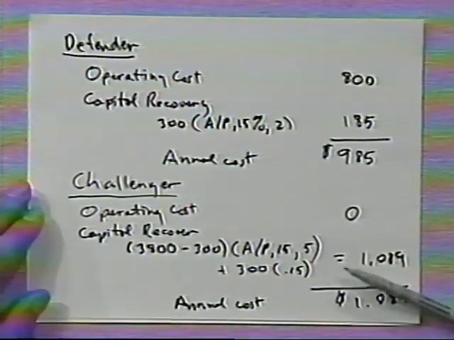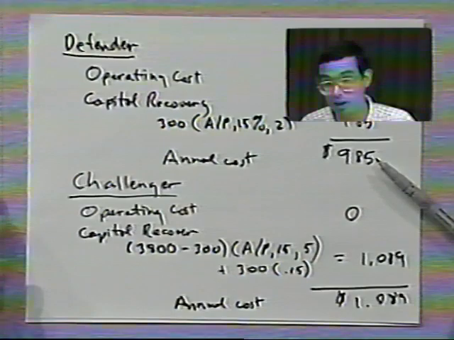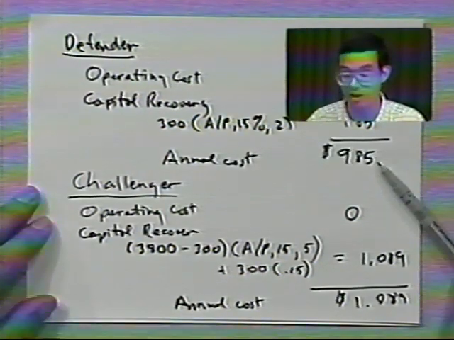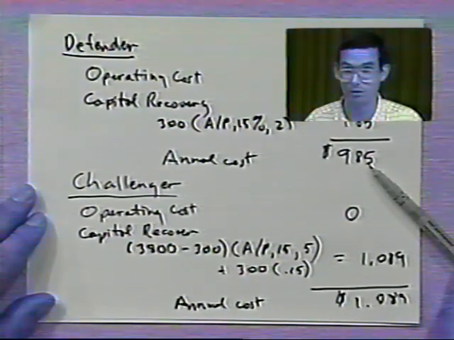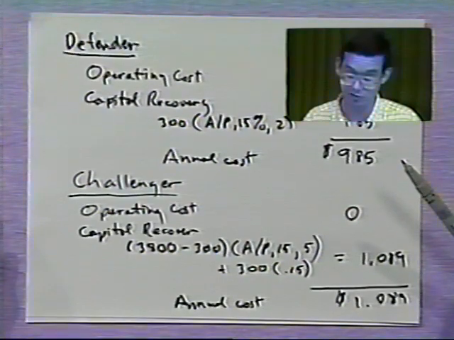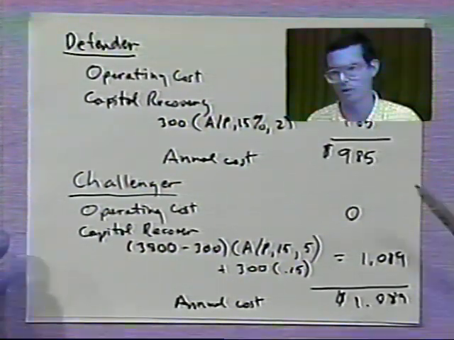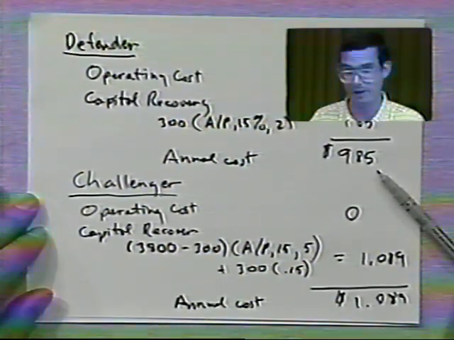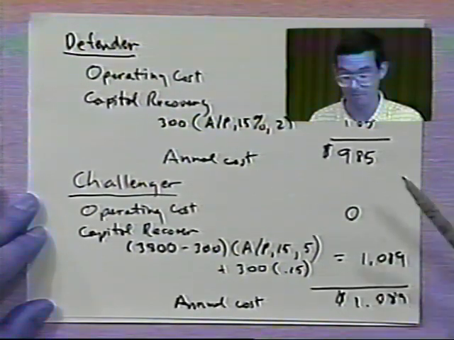So the answer here, of course, is that Clem should keep his old computer. The annual cost is less over the remaining 2 years of life. So we don't need to look at when to replace the Defender as well. The important point in this whole example is the correct choice of values for the worth of both the Defender and the Challenger.